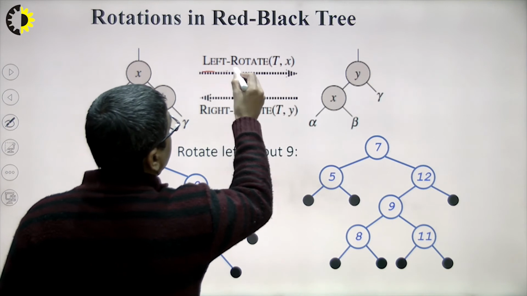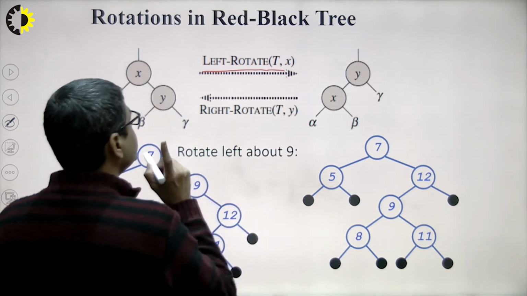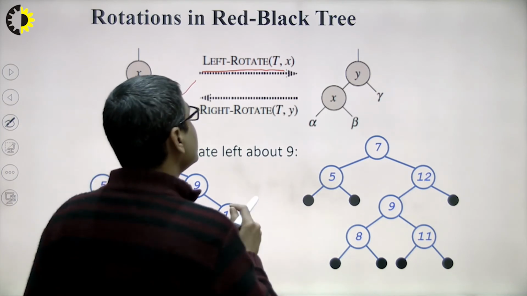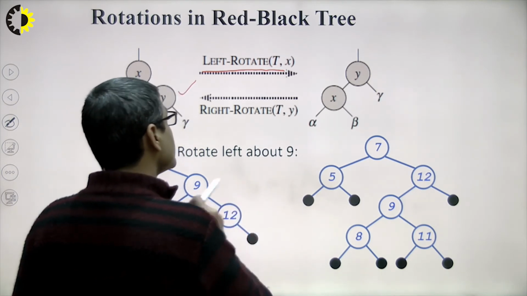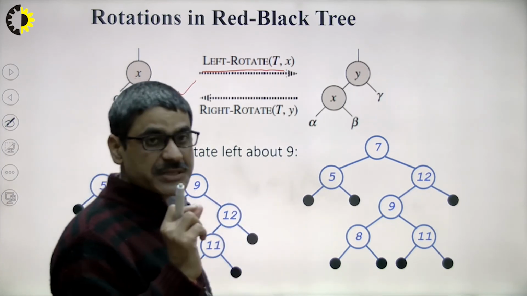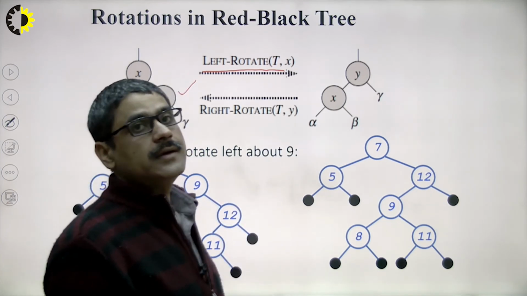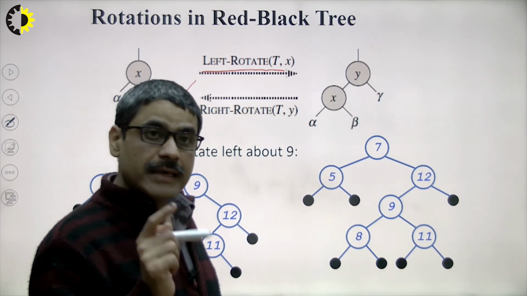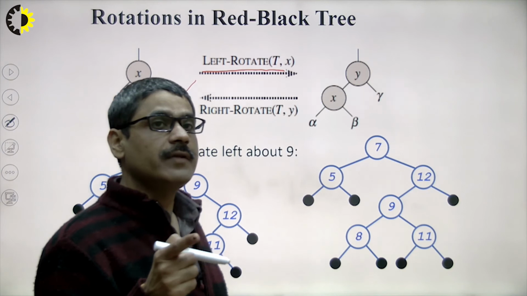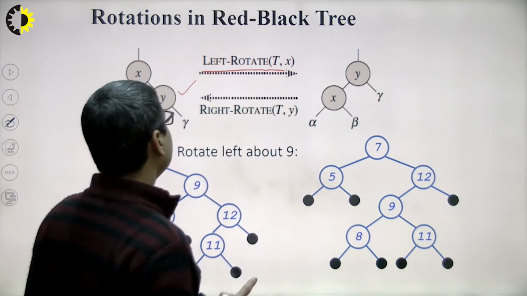Whenever we are going to perform this left rotate, the primary requirement is that the right child must be there. If the right child is not there, there is no possibility of left rotate. That's why the first condition checked in the algorithm of left rotate is whether a right child of that particular node is available or not. If that is not available, there is no possibility of left rotation.